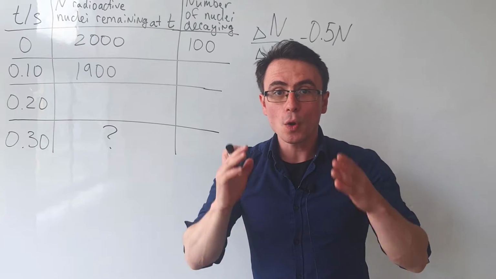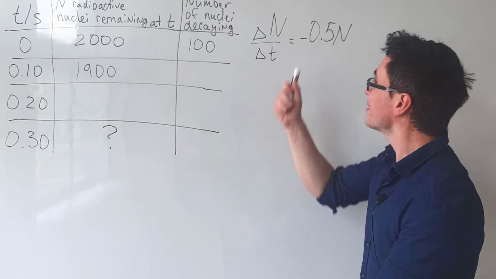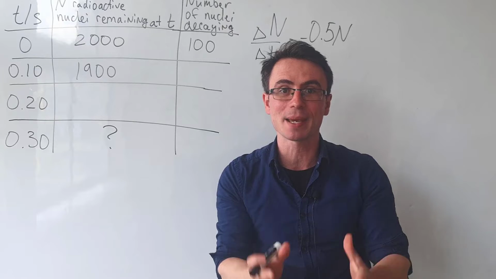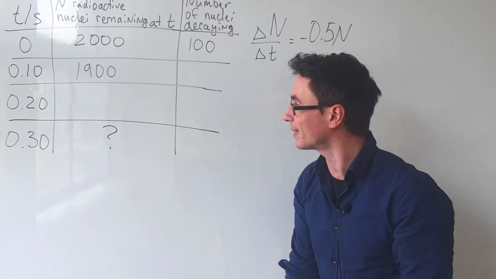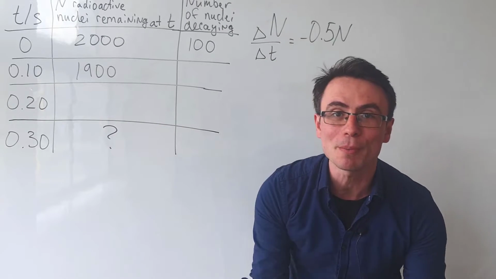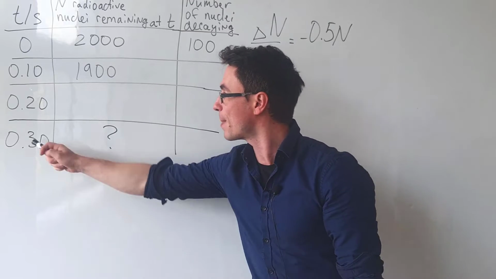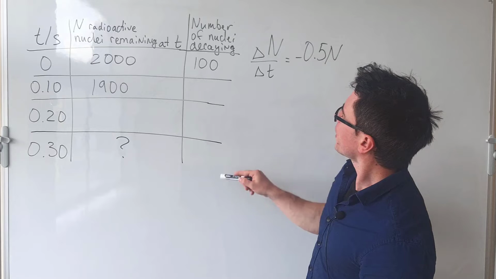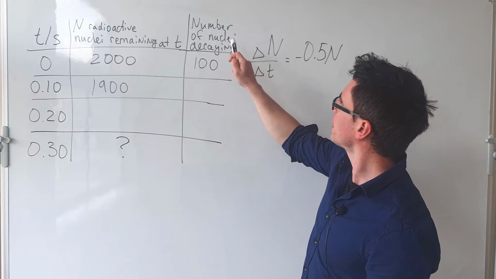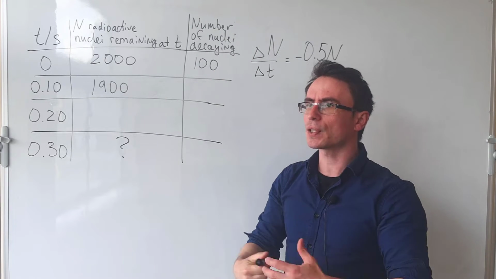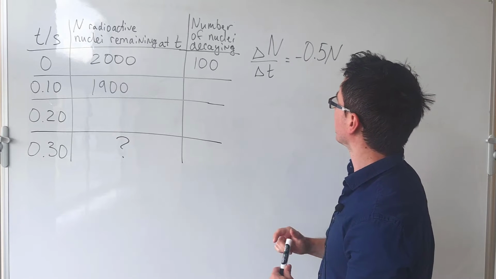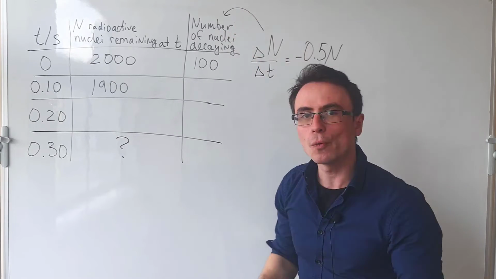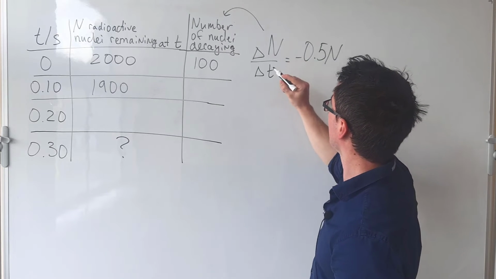The trick with those modeling questions is to use this equation to fill in any blanks in the table until we get our result. And in this case, we're looking for the number of radioactive nuclei that are remaining at 0.3 seconds. So over here on this table, we have the number of nuclei that are decaying after 0.1 seconds. Well, this is actually our delta n, which is on this part of the table.